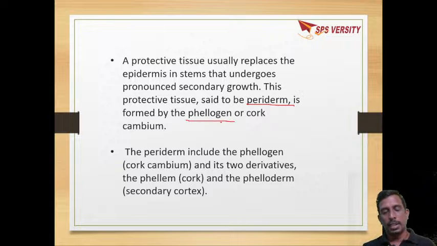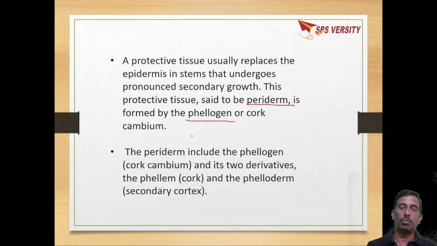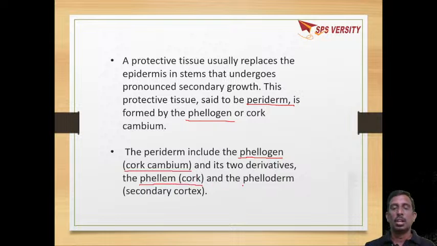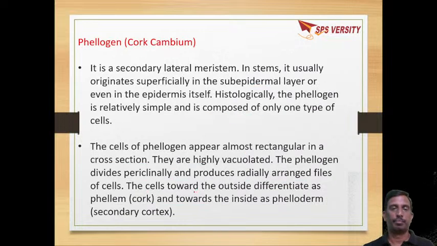Okay. So cortex में क्या होता है कि during secondary growth a new secondary meristem is formed which is called cork cambium. उसका अलग नाम है कि phellogen. So in the cortex phellogen or cork cambium is formed. This will divide periclinally and will form towards the outside phellum, which is also called cork, and phelloderm towards the inside, which is also called secondary cortex. So phellogen, which is called cork cambium, is a secondary lateral meristem.